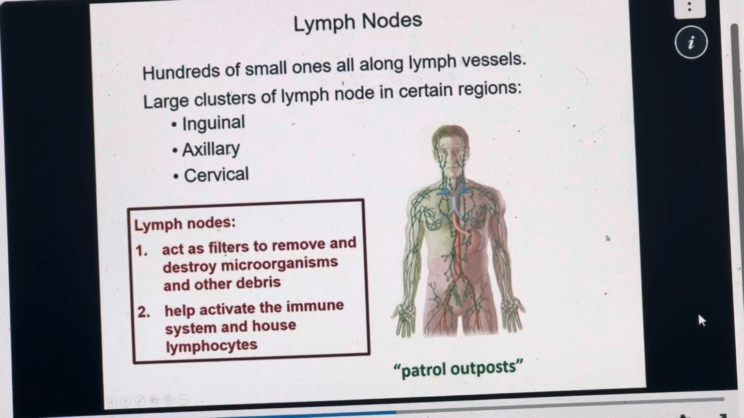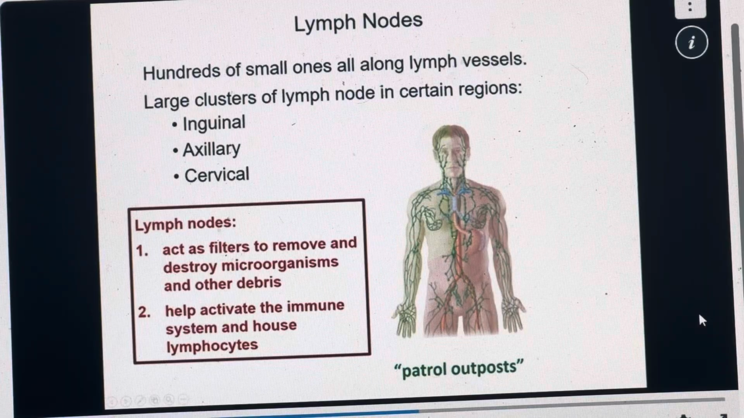Now, because of this, it also means that these lymph nodes are very strategically placed to help monitor what type of possible pathogens are in our body tissues. So in a way, you can also think of these lymph nodes as little patrol outposts. As the lymph is filtered, any microorganisms, including pathogens, are going to get removed and are kind of stuck in those lymph nodes. So it makes sense that we would have lymphocytes, or those white blood cells that we talked about in the last unit, kind of hanging out in there and helping to monitor that.